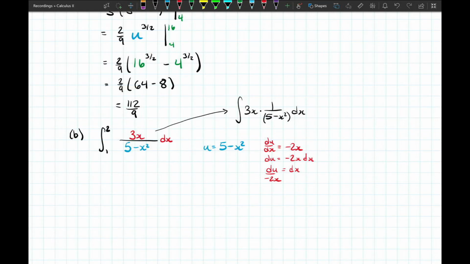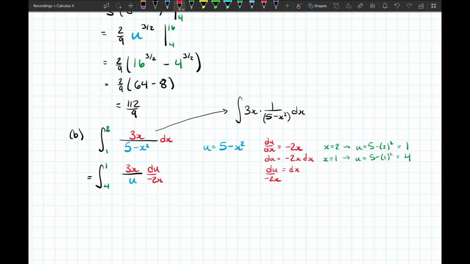Now I have to make sure to change the interval of integration. So when x is equal to, let's say, 2, we'll start with the top, u is equal to 5 minus 2 squared, which is equal to 1. And when x is equal to 1, then u is equal to 4. Okay, this is one of those scenarios, like I said, that can happen. We're going to be integrating now from 4 to 1, which does feel pretty backwards.